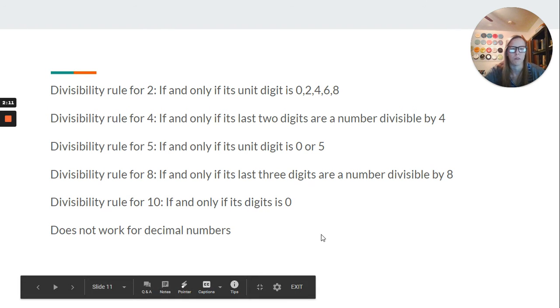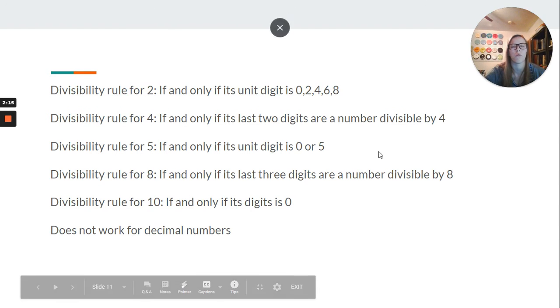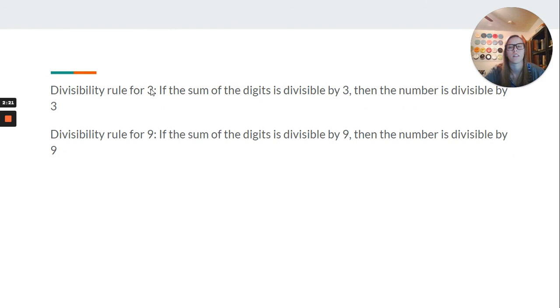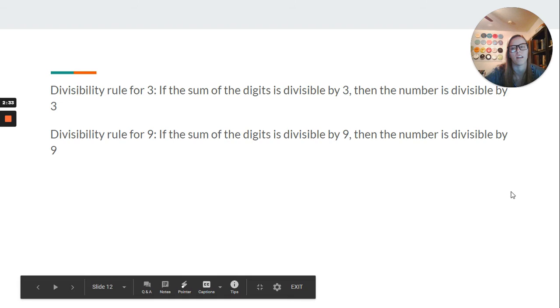And this does not work for decimal numbers. So if we have like 7.9, or let's say 7.4, it's not necessarily going to be divisible by 4. Okay? Now the new ones. For 3, if the sum, so adding all the digits together, is divisible by 3, then the number is divisible by 3. And the same goes for 9. If the sum is divisible by 9, then the number is divisible by 9.